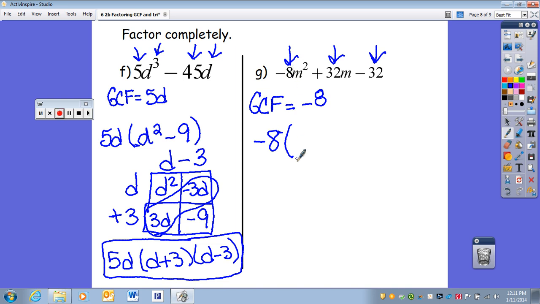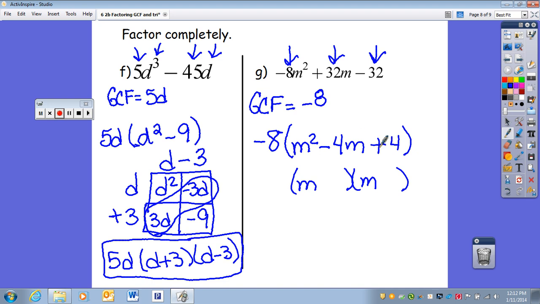Negative 8 divided by negative 8 is 1, and we still have an m squared. 32 divided by negative 8 is going to give me negative 4m. And negative 32 divided by negative 8 is going to give me a positive 4. So let's use reverse distribution on this one. So what do I multiply together that gives me m squared? M times m. What can I multiply together that gives me a positive 4, but when I add them together I get a negative 4?